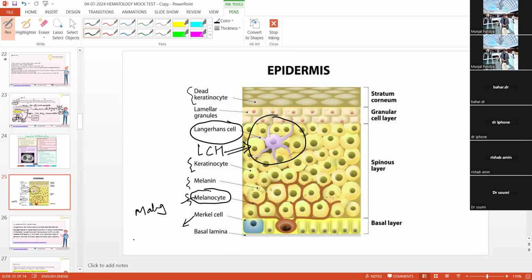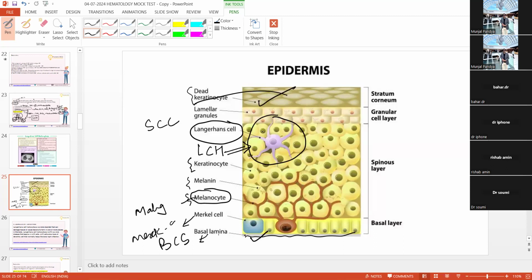If it arises from Merkel cell, it is called Merkel cell carcinoma. If it is arising from basal cell, it is called basal cell carcinoma. If it is arising from the squamous cell, it is called squamous cell carcinoma. So no need to mug up. Whatever the layers, whatever the histology, whatever the cell involved, they give the name. So squamous cell involvement is squamous cell carcinoma, basal cell is basal cell carcinoma, Merkel cell is Merkel cell carcinoma. That's it.